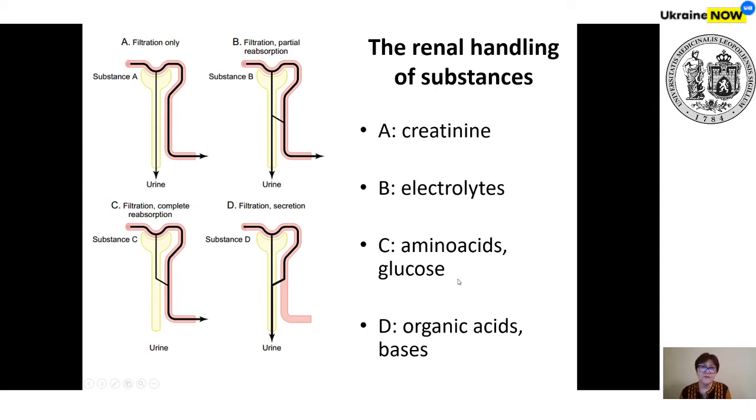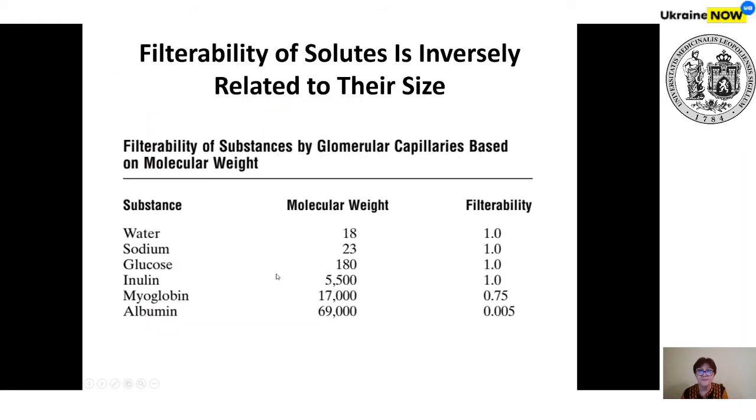And finally, type D: there is filtration, no reabsorption, but secretion is present. So the excreted amount of such substances is filtration plus secretion. This type is characteristic for organic acids and bases. Here you can see the filterability of solutes, which is inversely related to their size. Such big molecules as albumin have very poor filterability.